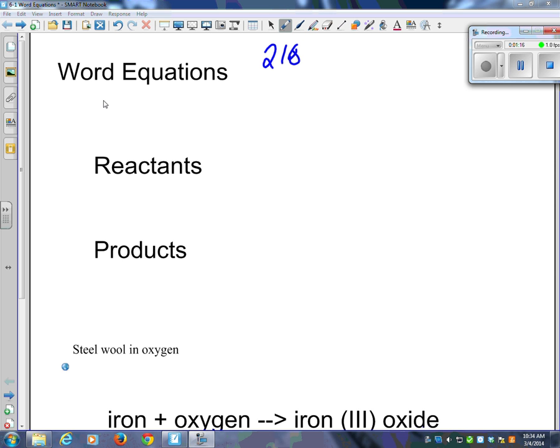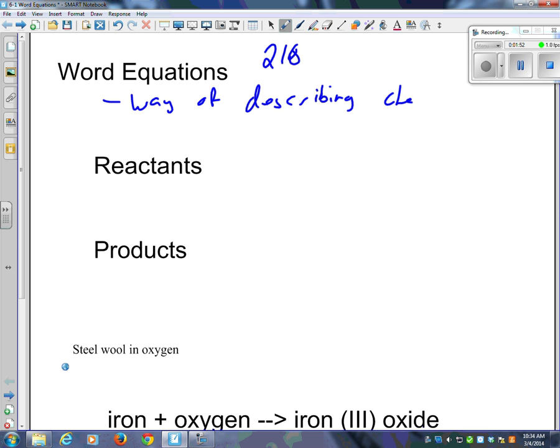So what is a word equation? If you had to describe it in your own words, what would it be? Describing something in a word. Is that a good way to describe it? What are we talking about here? We're talking about chemical reactions, right? So it's just a way of what? Way of describing. It's entirely up to you. It's a way of describing what?